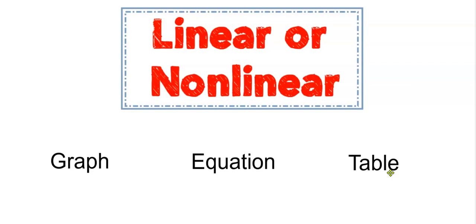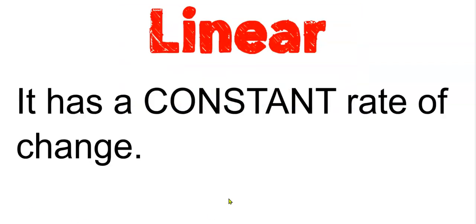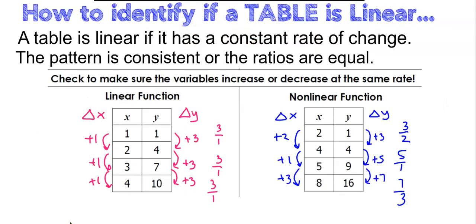Let's take a look at the last type, the table. I know a table is linear if it has a constant rate of change. Take a look at these tables. Look at the delta y, constantly 3. Look at the delta x, constantly 1. Look over here, this one is nonlinear. 3 over 2, 5 over 1, those are not the same fractions.